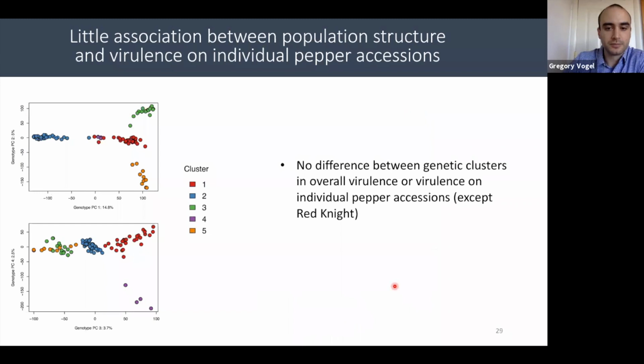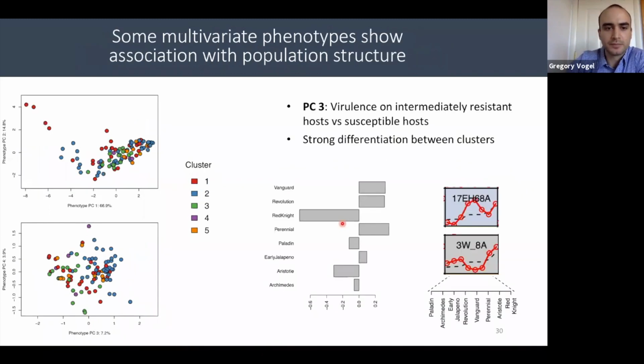So we tested the association between population structure and virulence profiles more explicitly. Here I'm just showing the principal components analysis again of the genetic marker data. We broke those into 5 genetic clusters using k-means clustering. And when testing for differences in virulence between clusters, we found there was no difference between isolates in terms of virulence on any of the pepper accessions or in terms of their average virulence levels, with the exception of Red Knight, although there was quite a bit of variation within each genetic cluster as well.